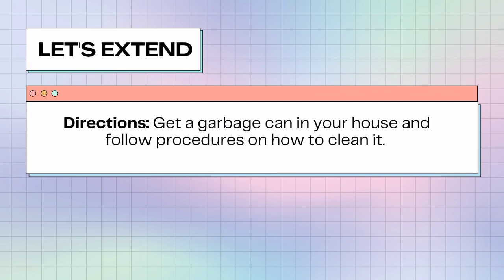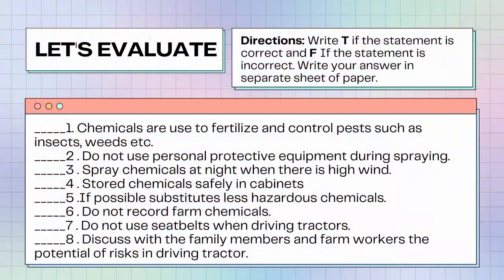Activity again. Get a garbage can in your house and follow procedures on how to clean it. Now for the last quiz. Write T if the statement is correct and F if the statement is incorrect. Write your answer in a separate sheet of paper. I will give you time to answer.